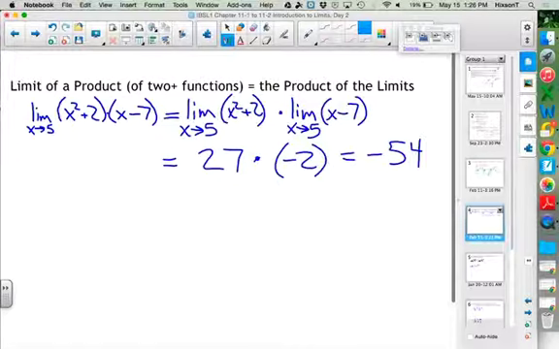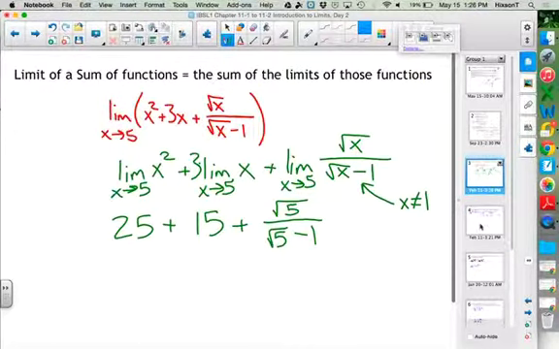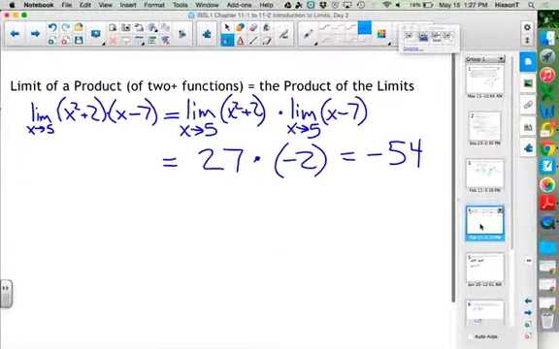So, we have the limit of a sum, we have the limit of a product. For this one we can directly plug a number into the equation. We're plugging that 5 directly in, because those are polynomials.